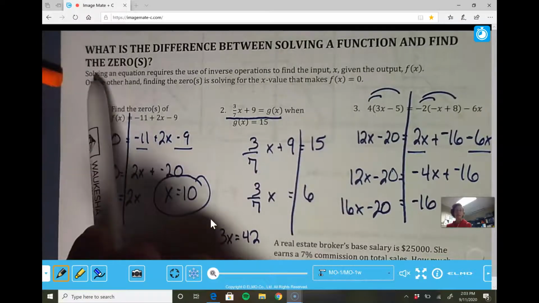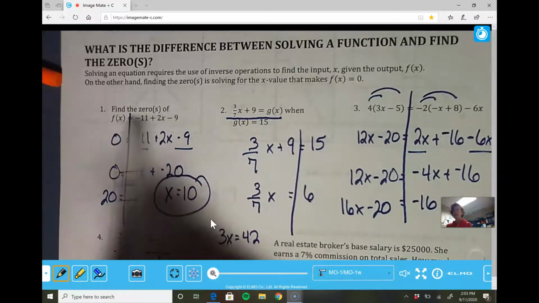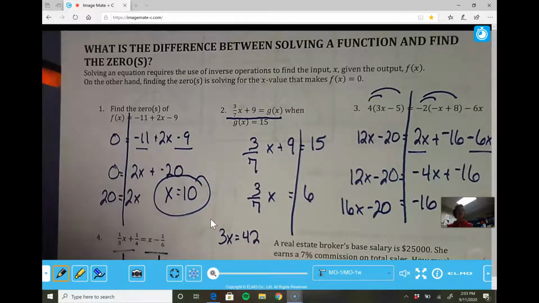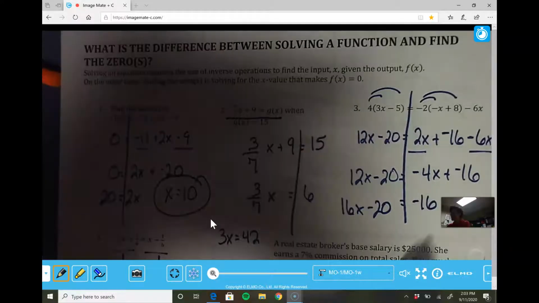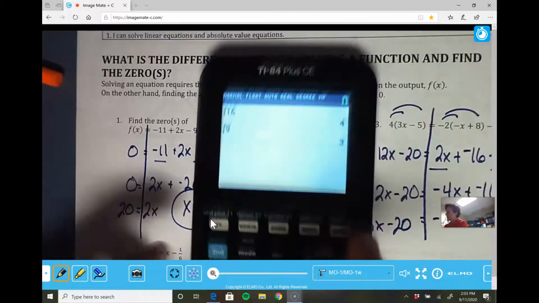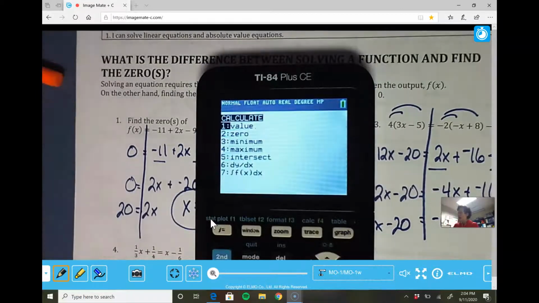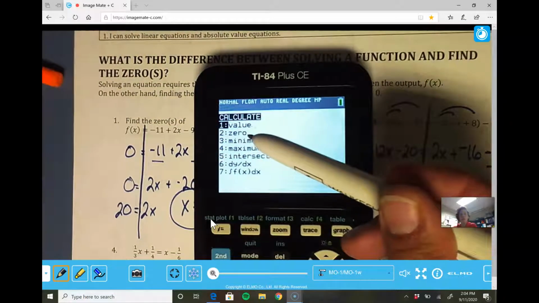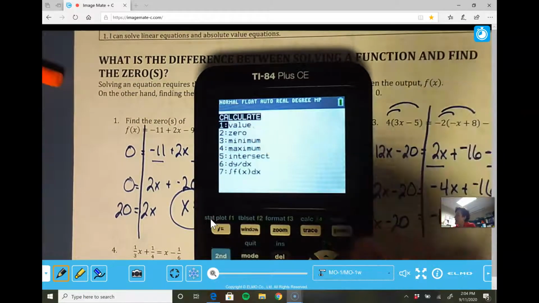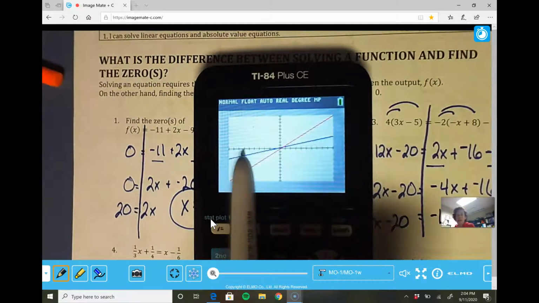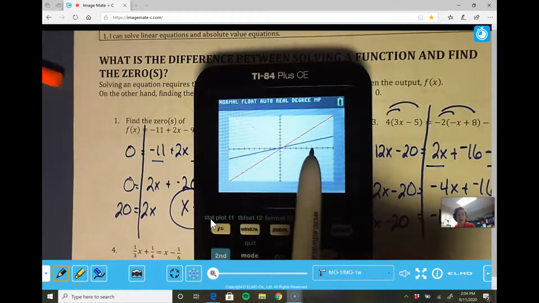But we are solving, and one of the things we discussed is what's the difference between solving a function and finding the zeros. So again, finding the zero means if you are finding the zeros in that calculator step where it says second trace and it says 0. When you are choosing option 2 for zeros, those are x-intercepts. And in a graph, all x-intercepts have a y value of 0.